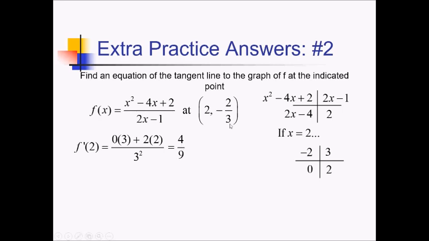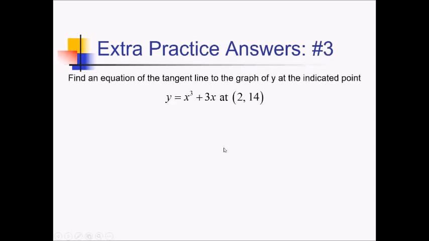And then I'm going to plug all of this back into point slope. So I'm going to have y minus the y value -2/3, so I can write y plus 2/3 there, equals my slope I just found of 4/9, and then parentheses x minus the x value, which is 2, so x minus 2.